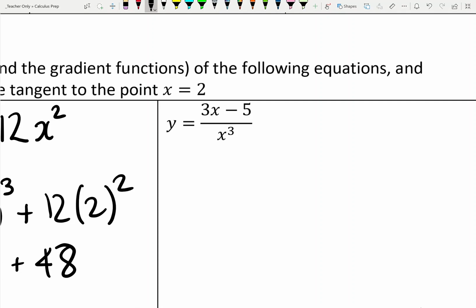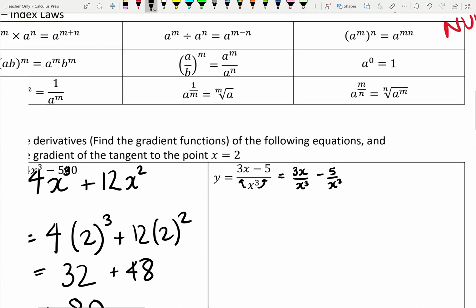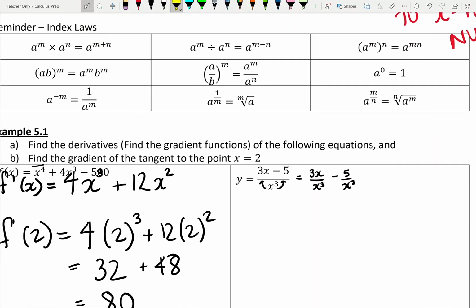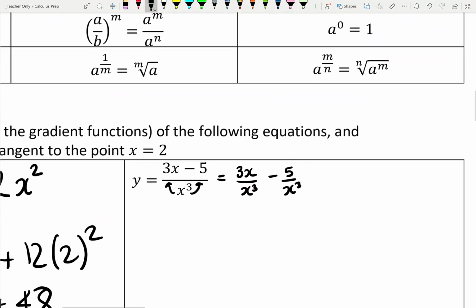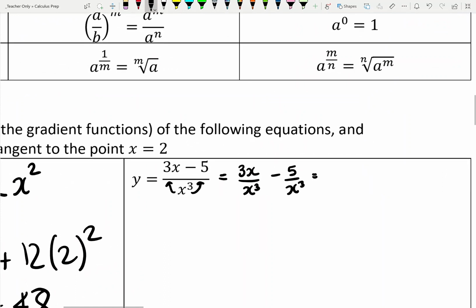The first thing we recognize is that this x cubed is dividing both the 3x and the minus 5. So it's 3x divided by x cubed minus 5 on x cubed. From there, we should recognize using our index laws, and this is why I've put a reminder of your index laws, that 3x divided by x cubed is actually going to be 3 on x squared minus 5 on x cubed, and that is in fact 3x to the minus 2 minus 5x to the minus 3.